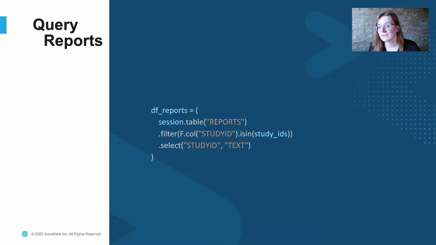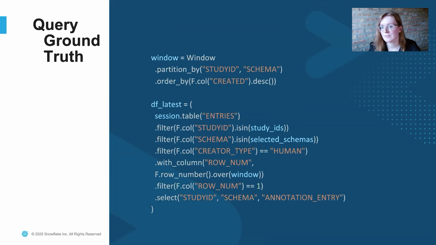To use these tables within the code, we query the reports with a pretty simple Snowflake query, where we just go to the reports table and pull all of the ones that have the study IDs that the user supplied. And then for the ground truth, we create a window that is grouped by the study ID and the schema in the entries table, and then we order them by when they were created.